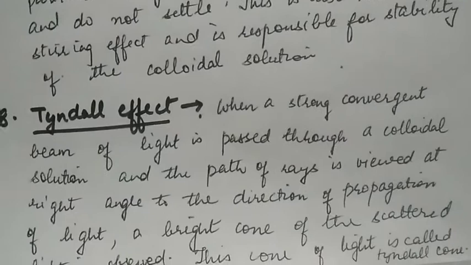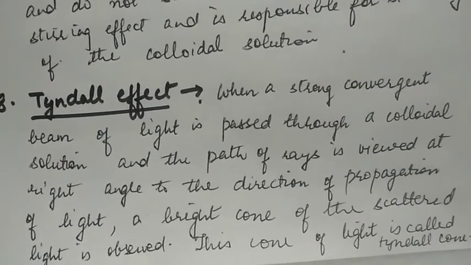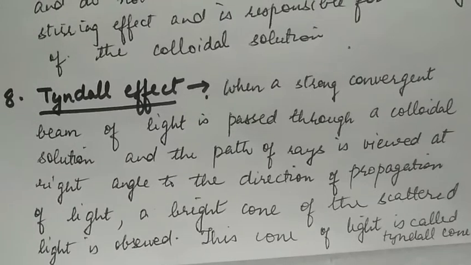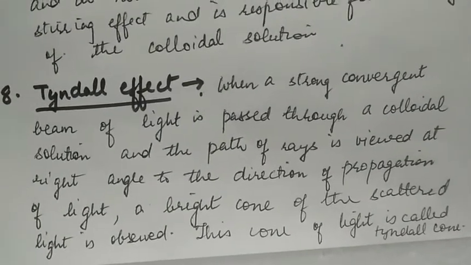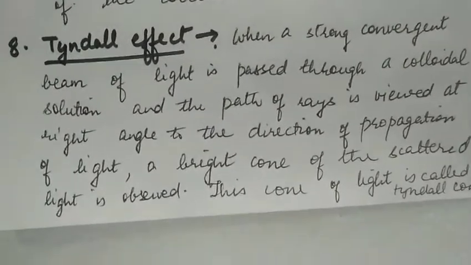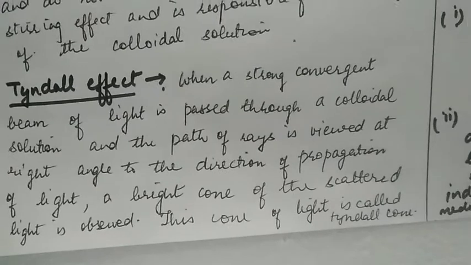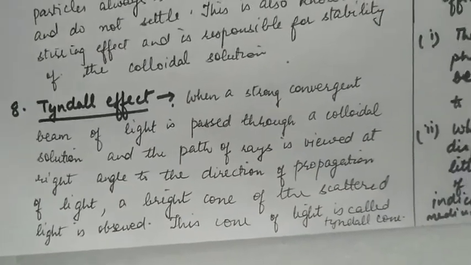Next is Tyndall effect. When a strong convergent beam of light is passed through a colloidal solution and the path of rays is viewed at right angles to the direction of propagation of light, a bright cone of scattered light is observed. This cone of light is called Tyndall cone and the effect is called Tyndall effect.